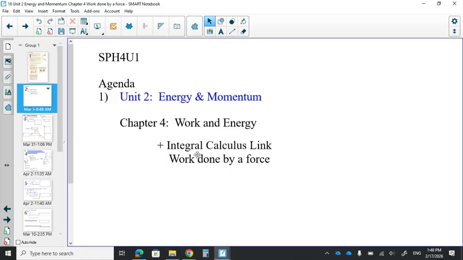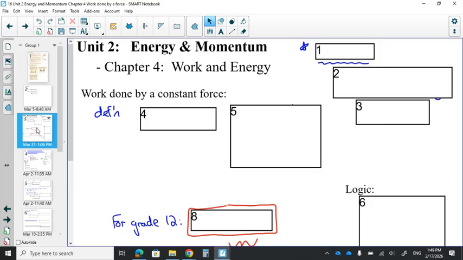Mostly just this calculus idea link as an extra, but otherwise, we're looking at work and energy, same as in grade 11, really, just a chance to review it. But we'll get into momentum, which definitely wasn't covered in grade 11, soon in this unit.